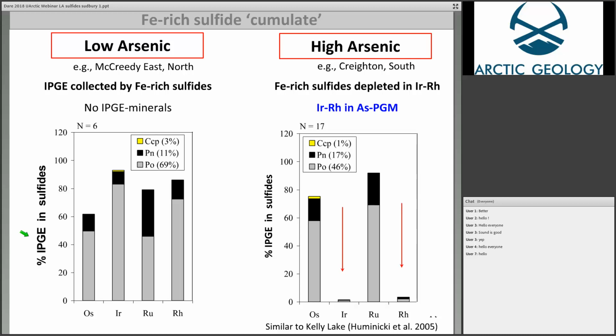So on the left, I'm comparing samples of low arsenic content from the north deposit, and on the right is the higher arsenic ores from the south. So you should now be familiar with these type of diagrams. They're the mass balance to show you how much of the PGEs are contained in the base metal sulfides, and the missing amount is essentially in the platinum group minerals.